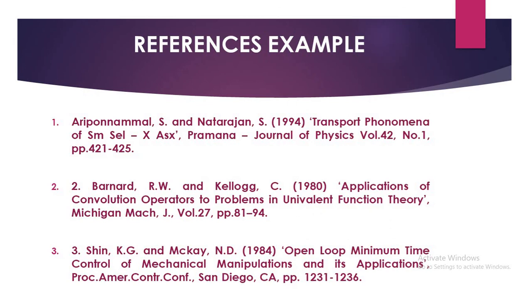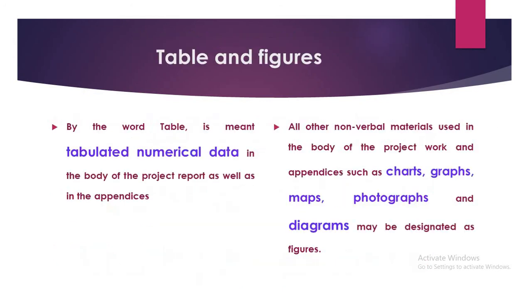This is a reference example. For example, the first one you can see the names of 2 authors. You can see the placement of comma and full stop, and the year of publication within the brackets. Then the title of the publication, Transport Phenomena. Then the journal where it has been published, volume number and page number.